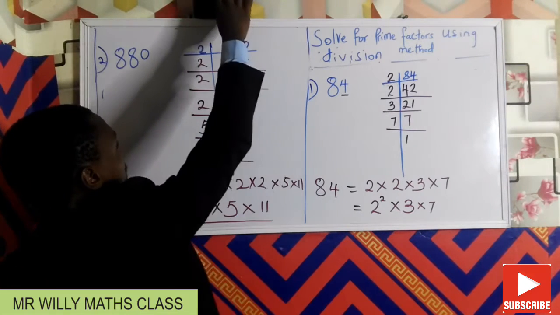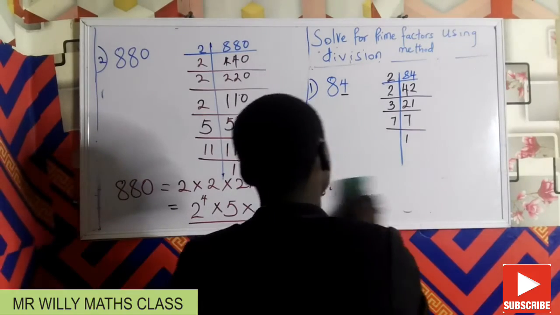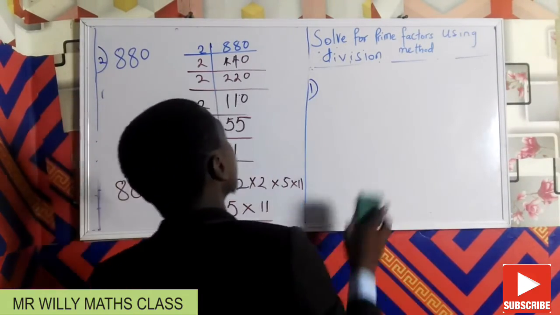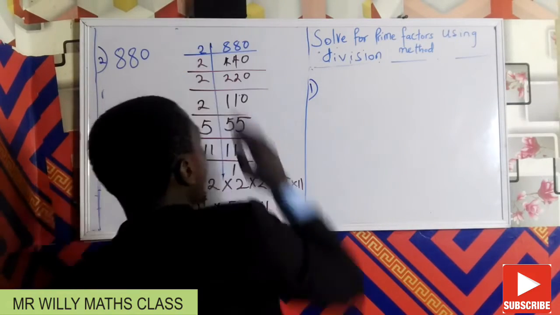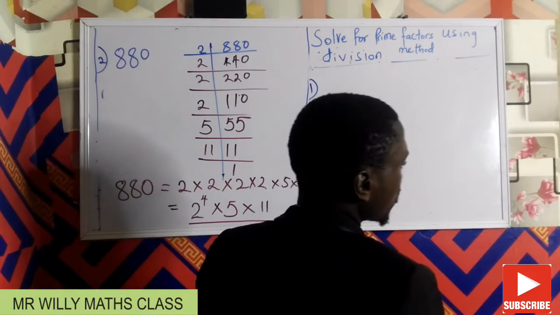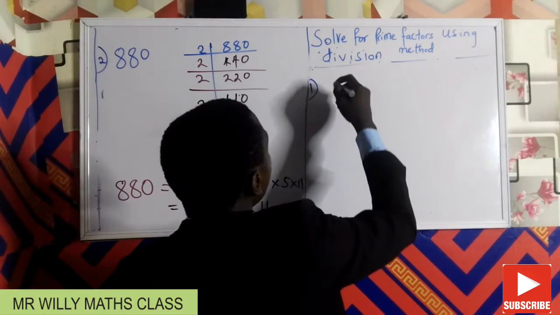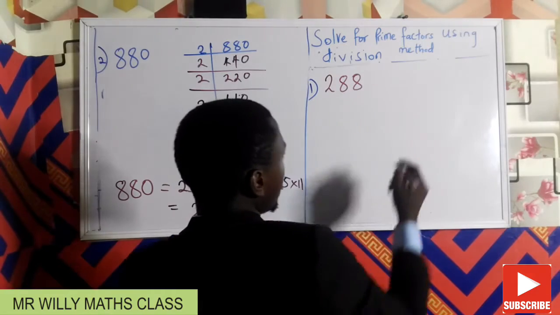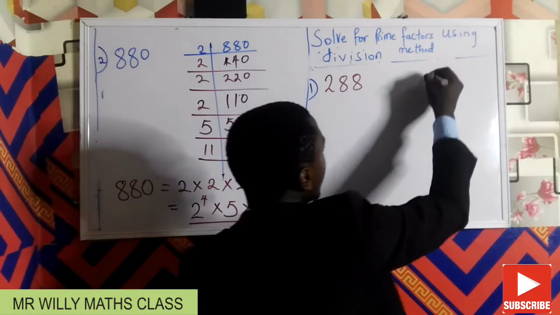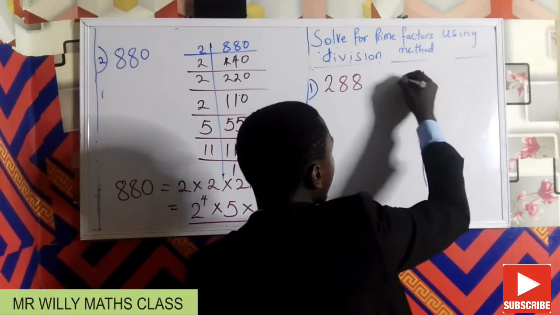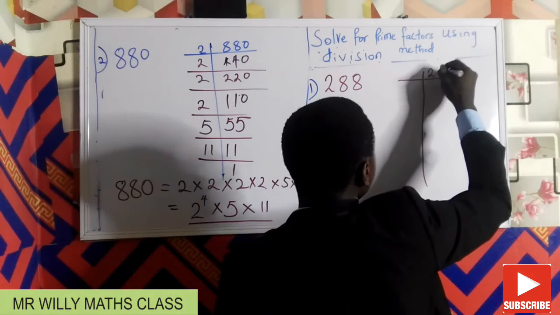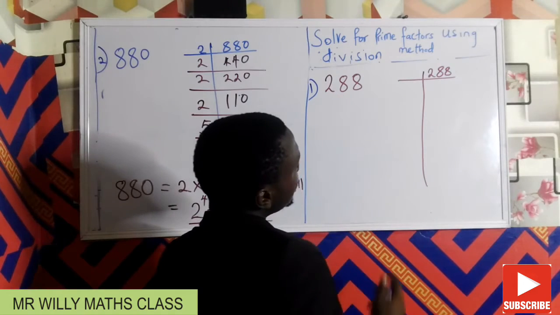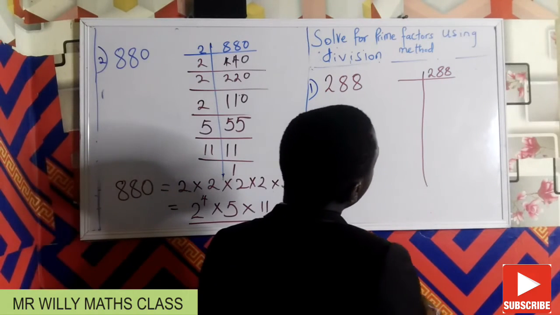Let's go to the last question for today's class. If you have to find the product of prime factors of 288, 288 is as simple as ABC. Draw your line. Put the 288 at the right hand side. Then think of a number that can divide 288 that will not give you a remainder. That is a factor of 288 and also a prime number.